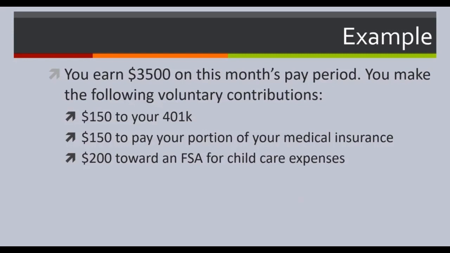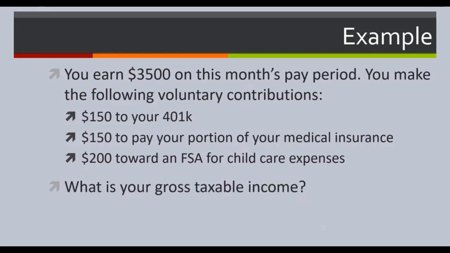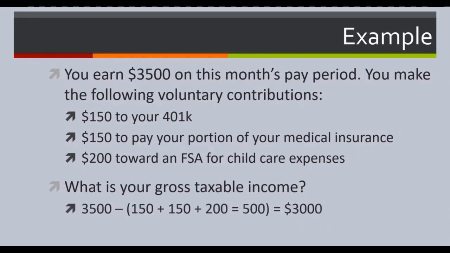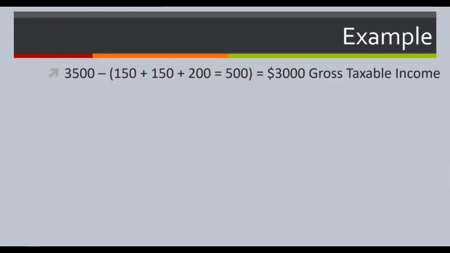So then what is our gross taxable pay? Of that 3,500, how much is going to be taxed? Well, we're going to take our 3,500 and subtract the 150 for retirement, 150 for insurance, 200 for the flex spending. And that gets us down to $3,000. Even though we earned 3,500 this month, only 3,000 is going to be taxed. So we're going to use that amount to calculate our four taxes and ultimately get down to our net pay.